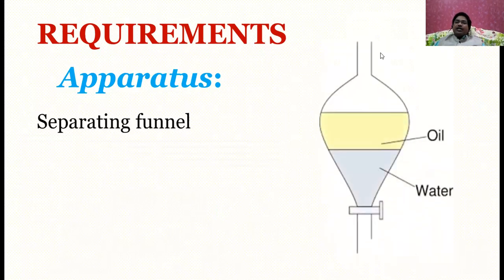You know, this is a separating funnel, which has a stop cock. When two immiscible liquids are placed here, the liquid whose density is less floats on the surface, that is the first layer, and the bottom layer is the one whose density is more. These are two immiscible liquids. Generally, one is oil, another is water.